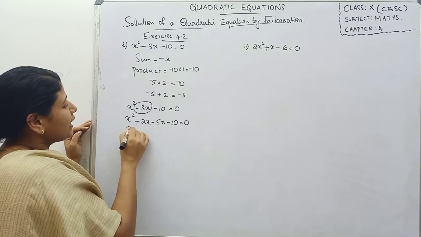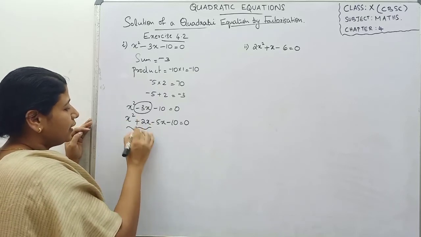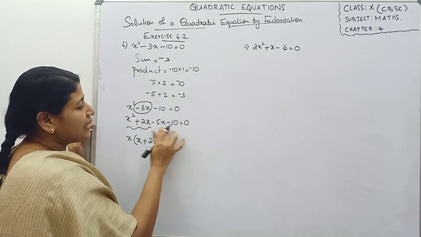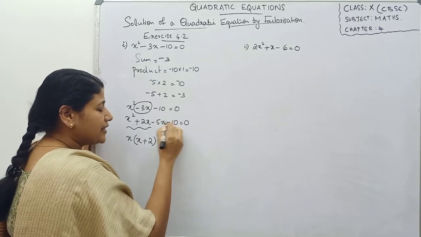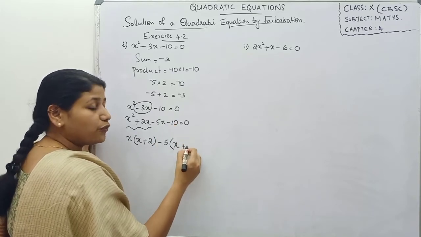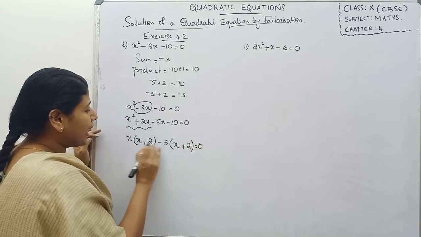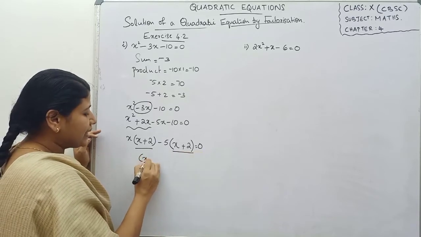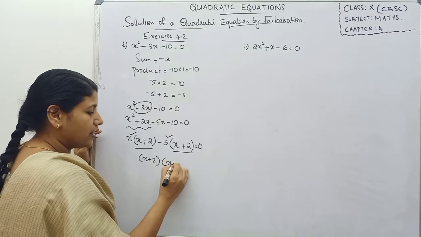Okay. Now we can take x from the first two terms outside. X into, here it will be x plus 2. Now we can take negative 5 from here. Negative 5, then it will be x. This negative will become plus and 5 into 2 is 10. That's why we are writing 2 here. So here we got x plus 2. Here also x plus 2 is there. So we can take x plus 2 outside and x minus 5 is the next factor.